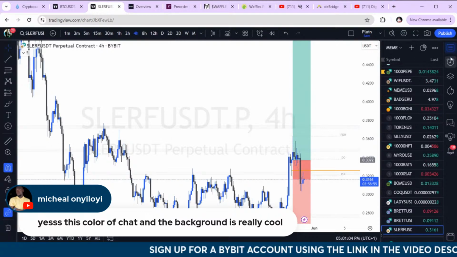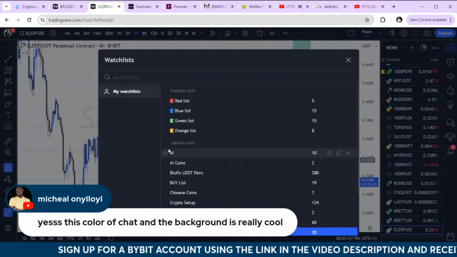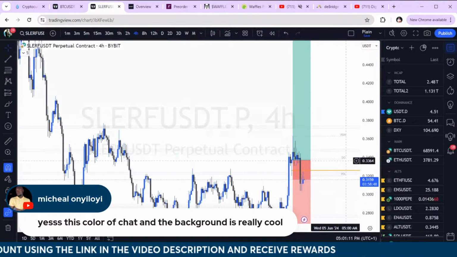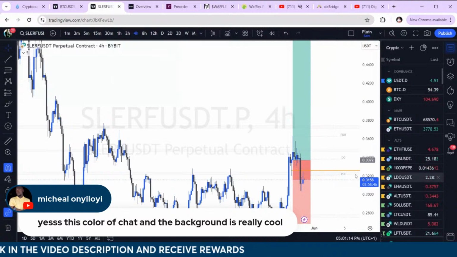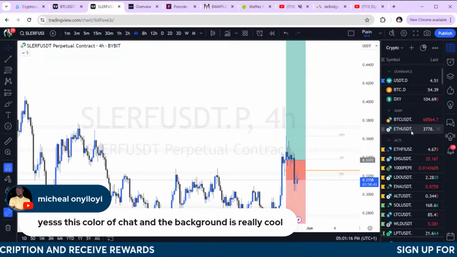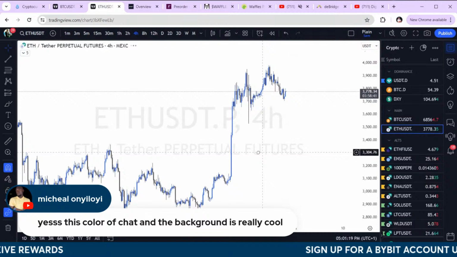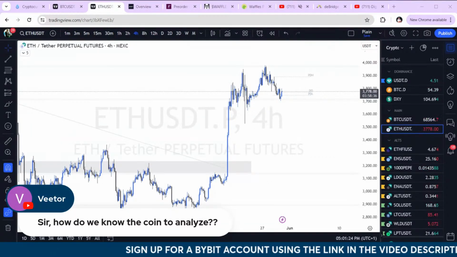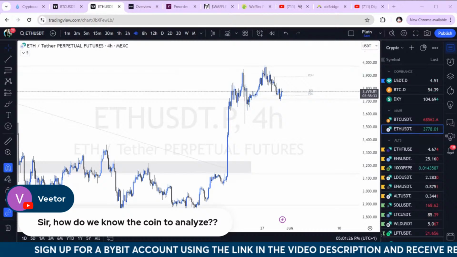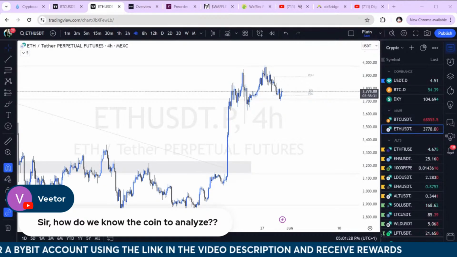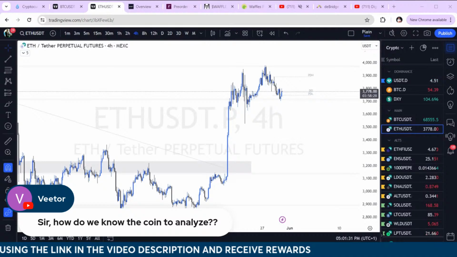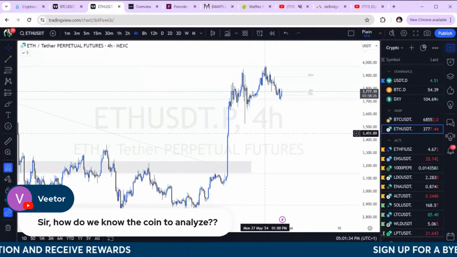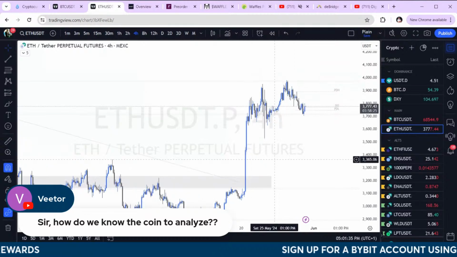Some of the tokens that I want you guys to pay attention to. Let me just go quickly through it, then I will look at the tokens that you are trading. Number one is Ethereum. So we'll start looking for areas to buy Ethereum going to the upside. How do we know the coin to analyze? That's what I'm doing. I'll just share the coins that I want to look at with you, and then we'll take it off from there.